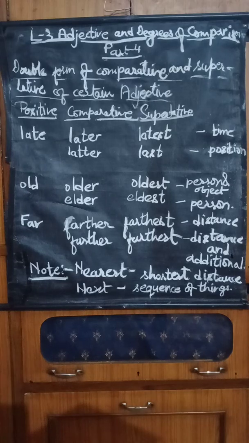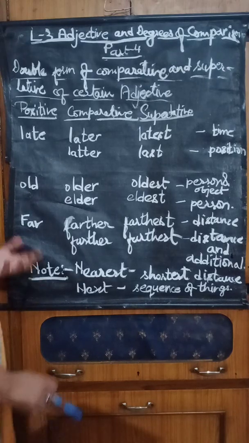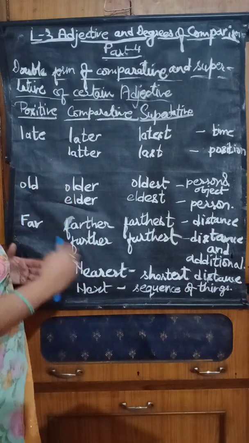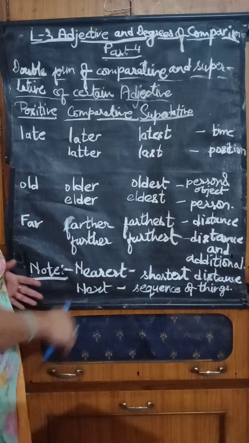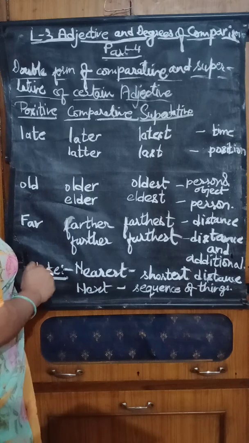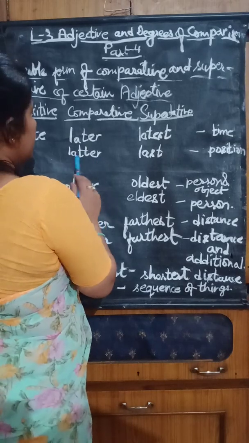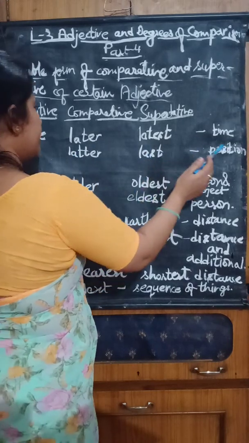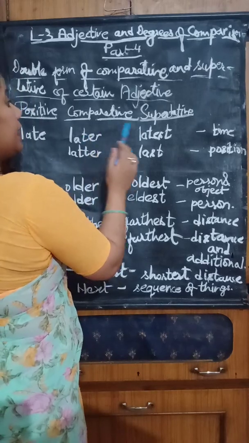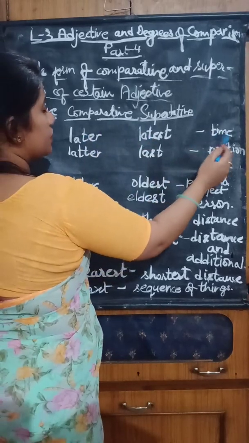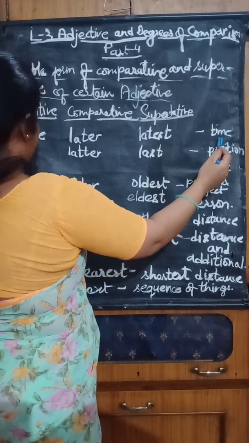Then the second one is the last. I was the last person to reach the field. Last means आखरी. आखरी in Hindi means the last one. So here these two words, the latter and the last, denote the position, and the later and the latest just mean time.